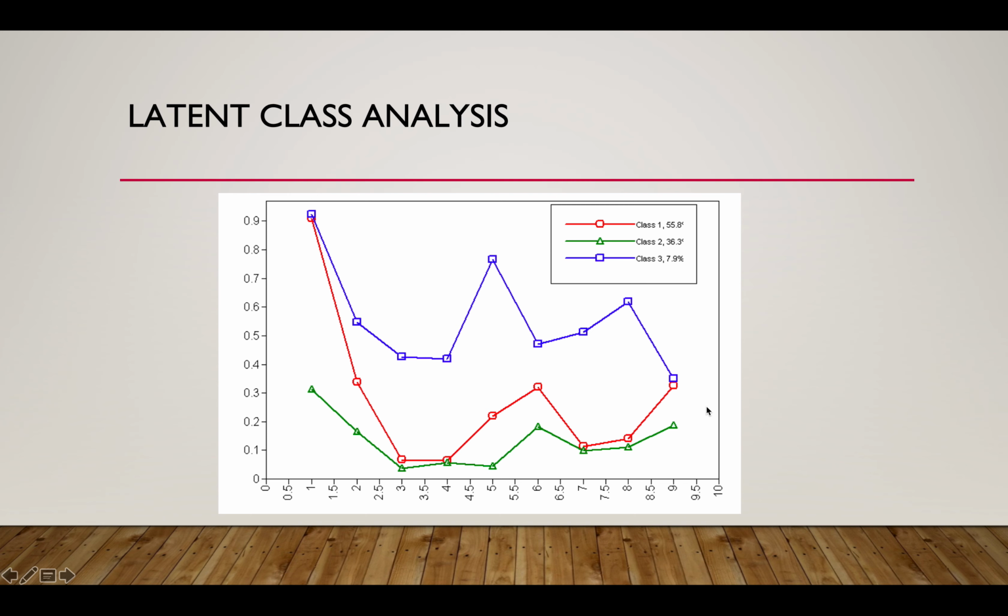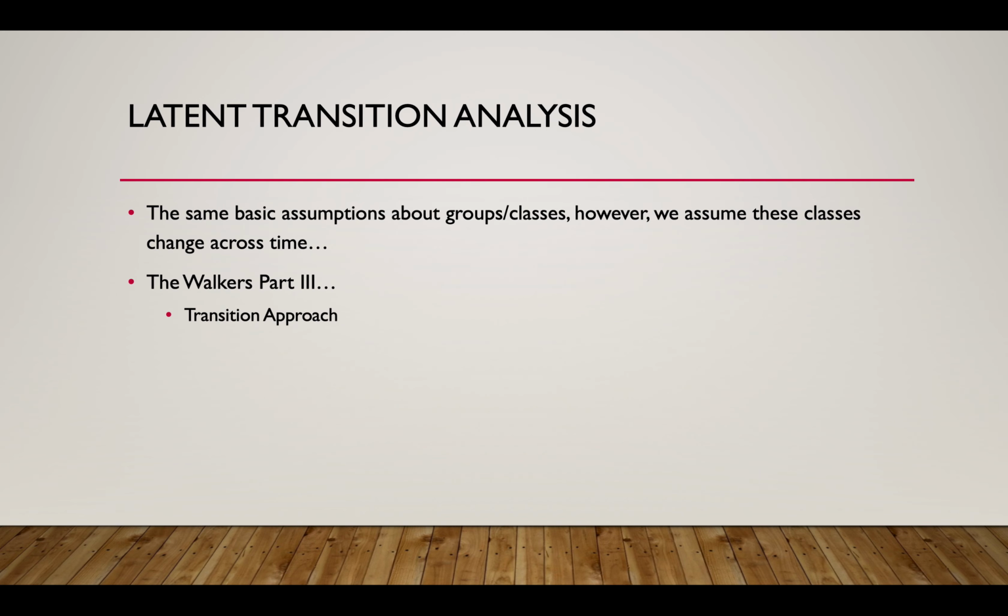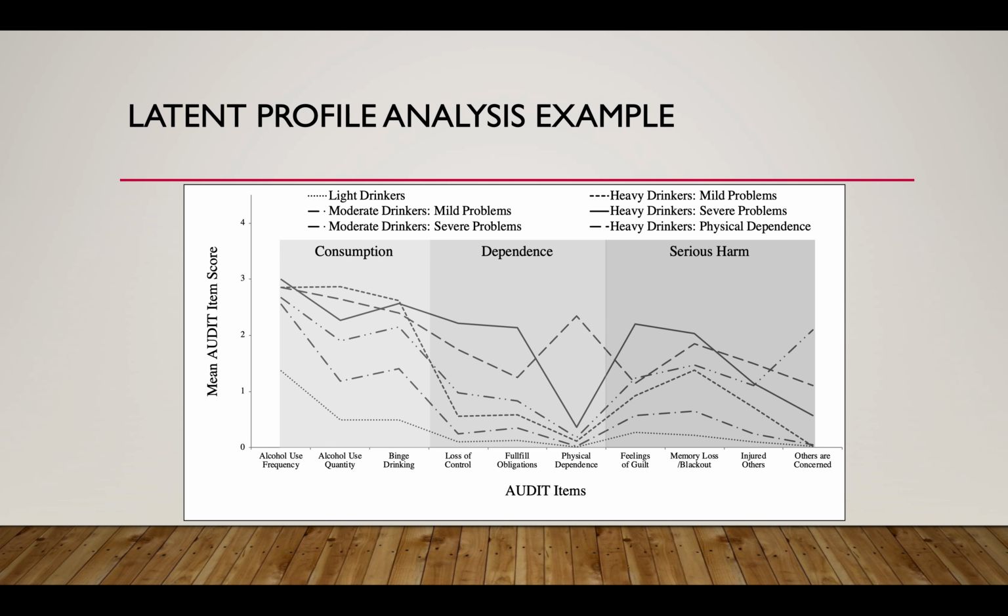Latent transition analysis requires you to have two sets of data, prospective data, linked data across time, whereas latent class and latent profile analysis do not. Those all can be done using basic cross-sectional data. All right, so why do it?